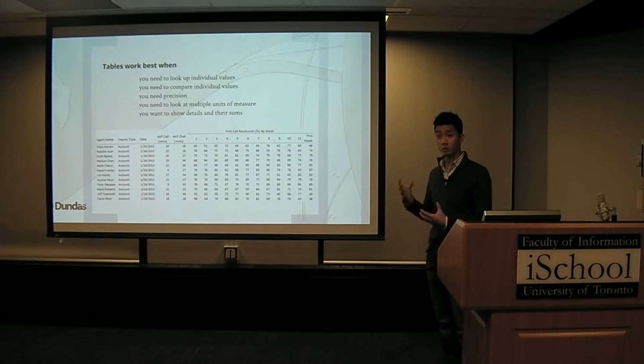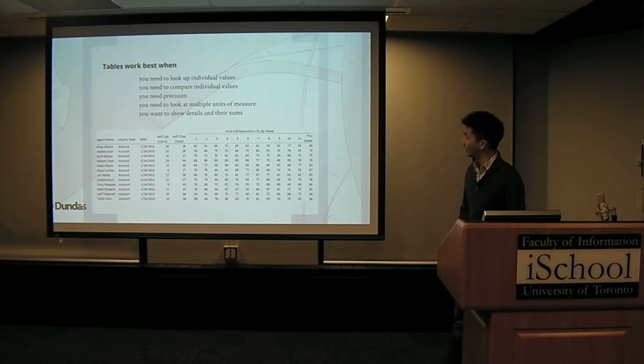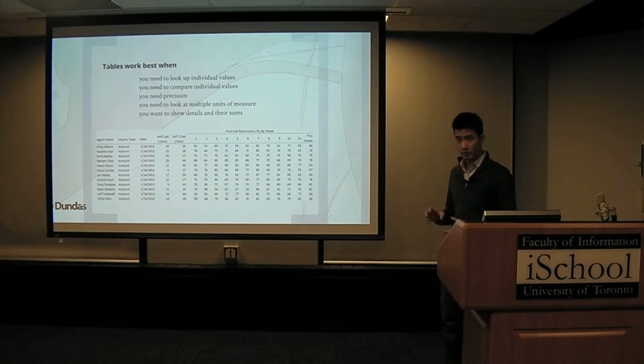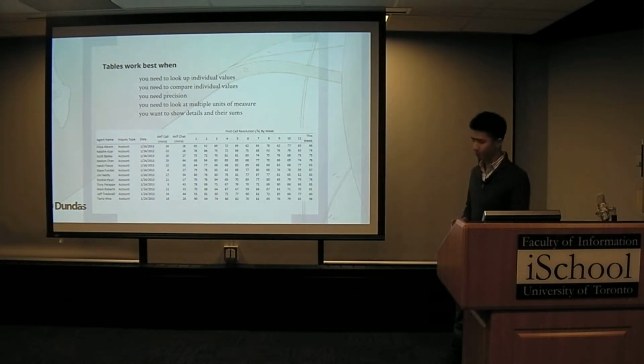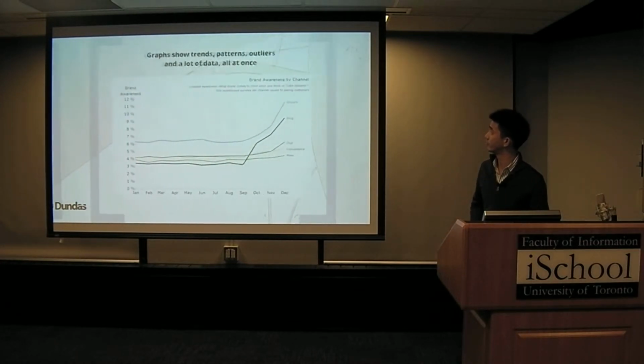When you need to look at multiple units of measure. Hard to do that on any sort of a graphic. And when you want to show details and their sums. This is generally what a table is good for. So let's talk about a graph.